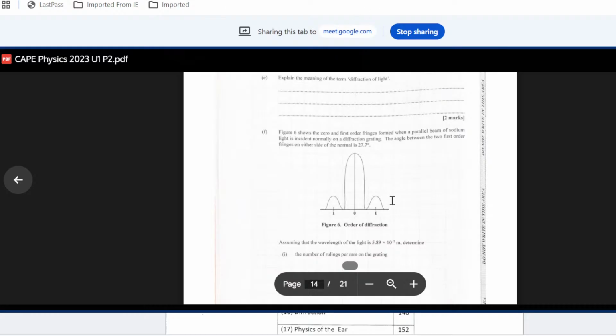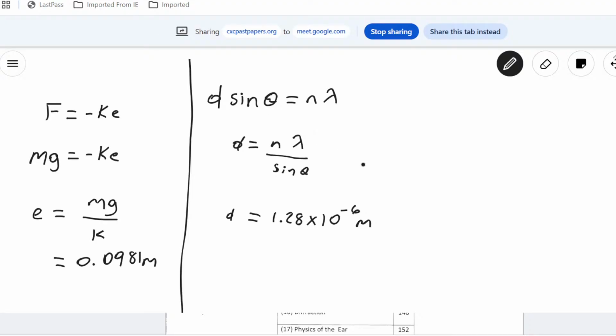No, but it says on either side. So wouldn't that suggest it's 27.7 on both sides? That's what I was thinking: 27.7 in a fringe, then 27.7 again, then another fringe. I don't think so. Yeah, they worded it very oddly. But I divided theta by half.